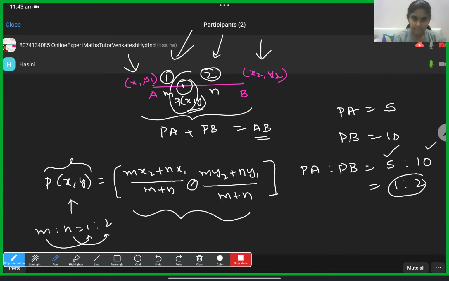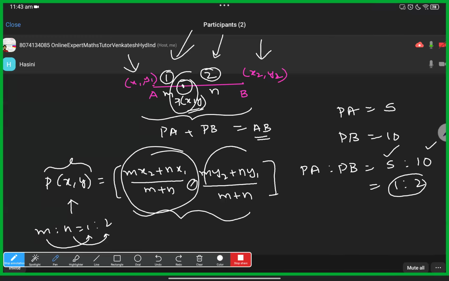So like that, Hasni, here we just have to substitute. If it says internally somewhere, we need not be confused. Now, Hasni, x1, x2 we'll simply substitute here in the m and n values and we'll find out the Px component. And what is another model?